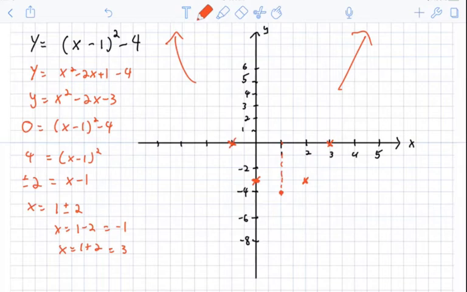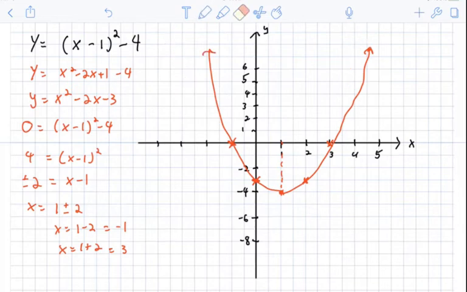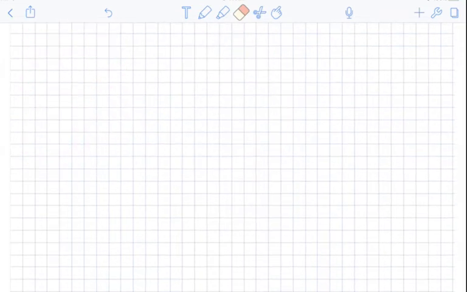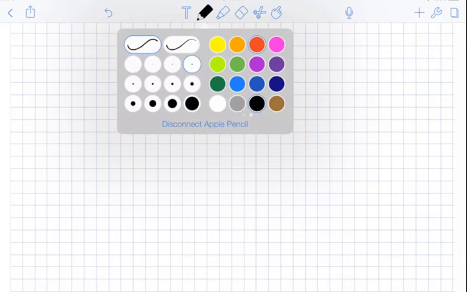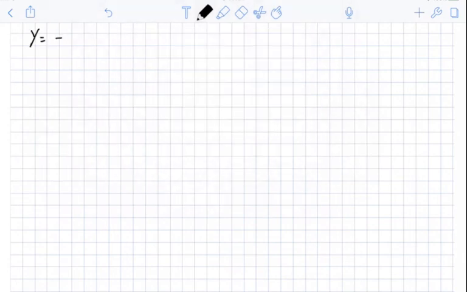And then you can draw your parabola going through all 5 points, and you can say, ah, look at that bonny graph I just sketched. Okay? Great. Any questions? Do you want to try one yourself? How about trying this one? Y is equal to minus x plus 2 all squared plus 1.